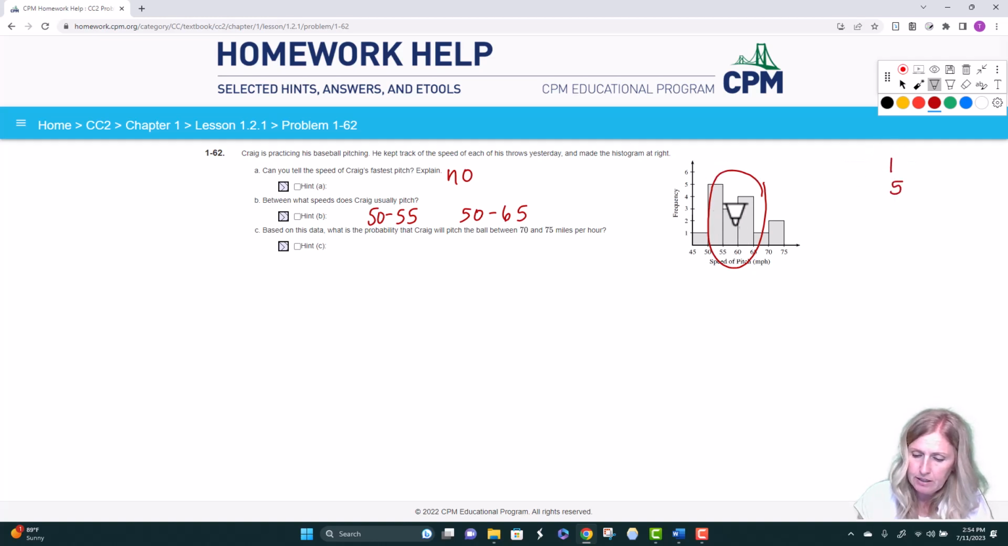So if we add these up, 5, 10, 14, 16. Okay, so there's 16 total pitches. And between 70 and 75, that only happened twice. So we can reduce that down to 1/8. So that's the probability of him pitching between 70 and 75 miles an hour.